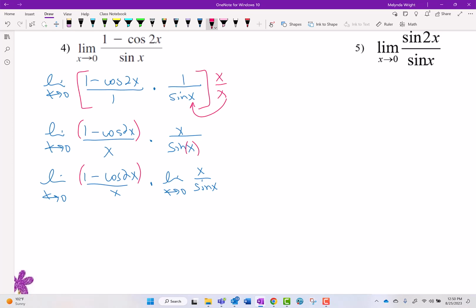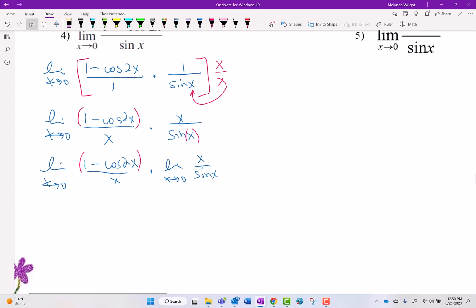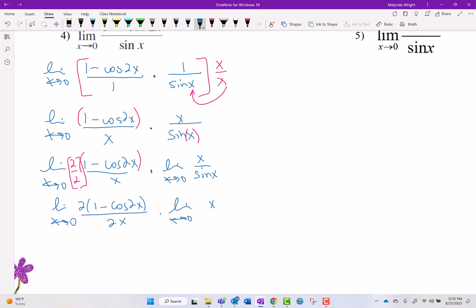So now the only thing I need is over here, I need to be 2 over 2. I'm multiplying by a clever form of 1 again. Why would I need a 2 there? Because I have, so the limit as x goes to 0 of 2 times 1 minus cosine 2x over 2x times the limit as x goes to 0 of x over sine x. Why do I need that 2 there? I need that 2 there because these things have to match. The 2x has to match the 2x.